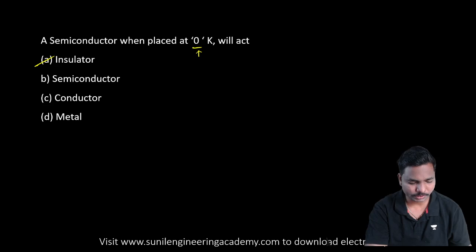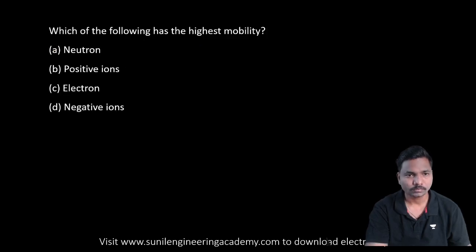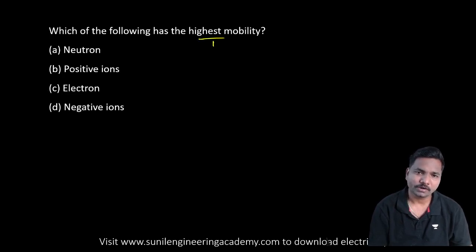Coming to the next question, guys. Which of the following has the highest mobility? So the highest mobility is electron. Electron is small in mass, its mass is very little, so that's why it can move faster. So the highest mobility is nothing but electron.